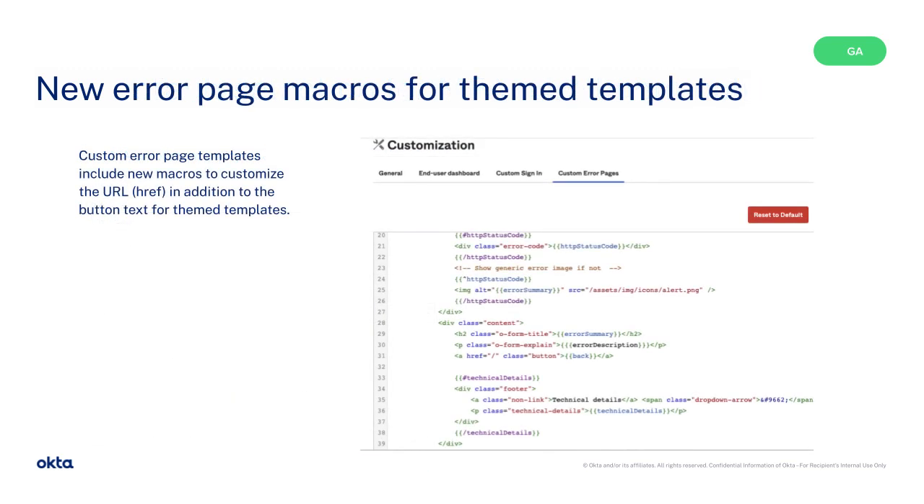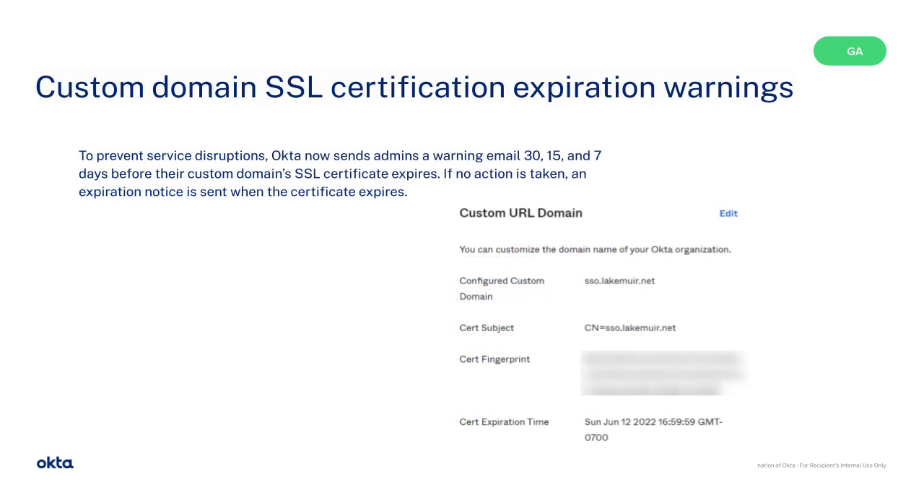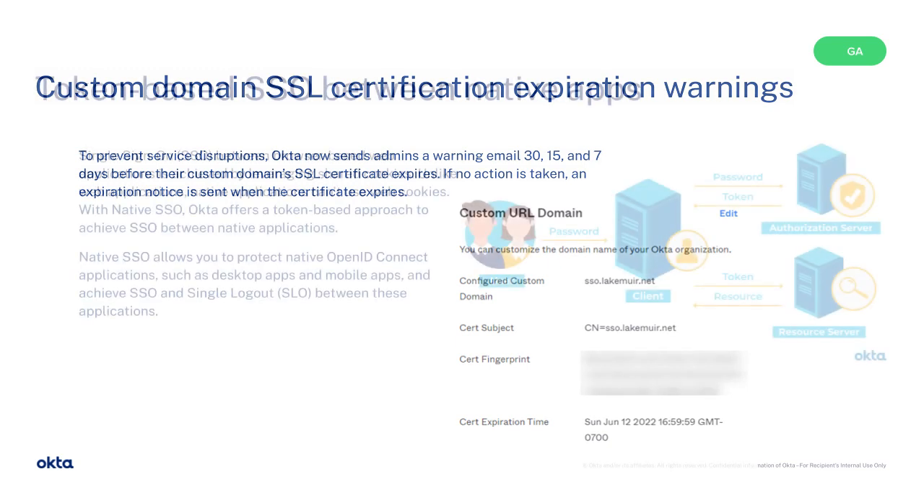Custom error page templates now include macros to customize the URL, href, in addition to the button text for themed templates. To prevent service disruptions, Okta now sends admins a warning email 30, 15, and 7 days before their custom domain's SSL certificate expires. If no action is taken, an expiration notice is sent when the certificate expires.